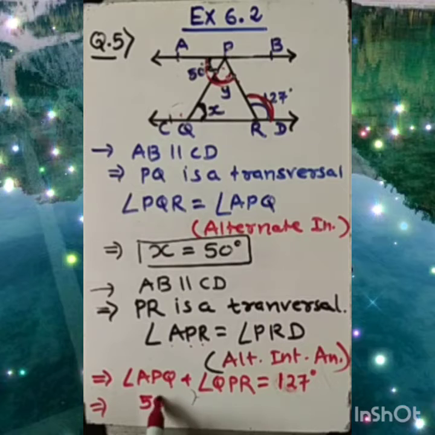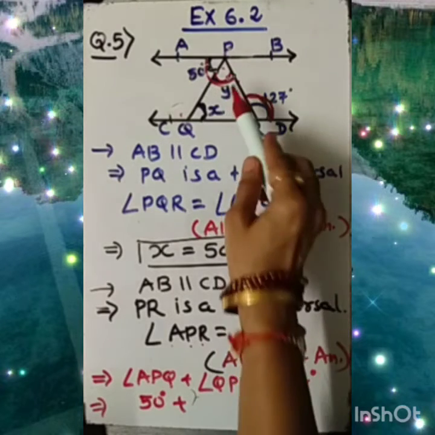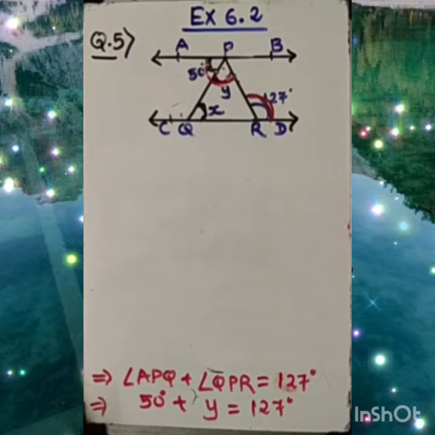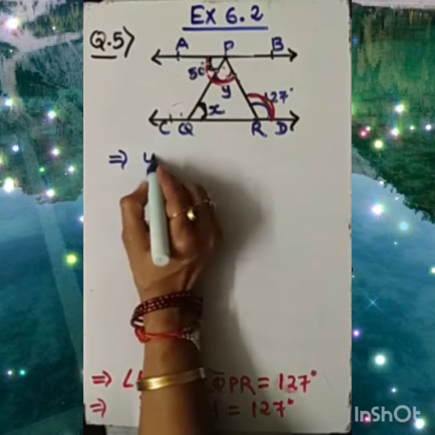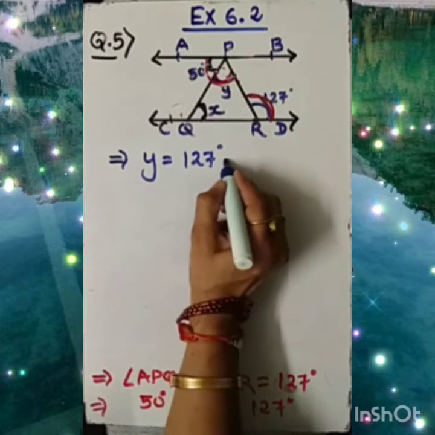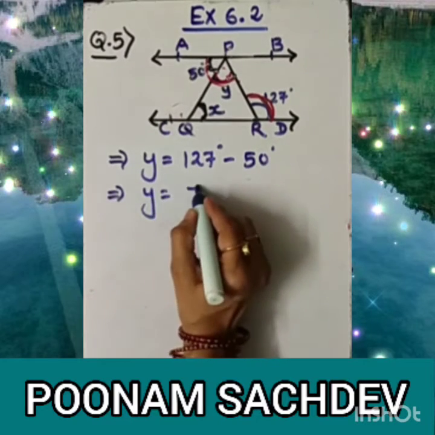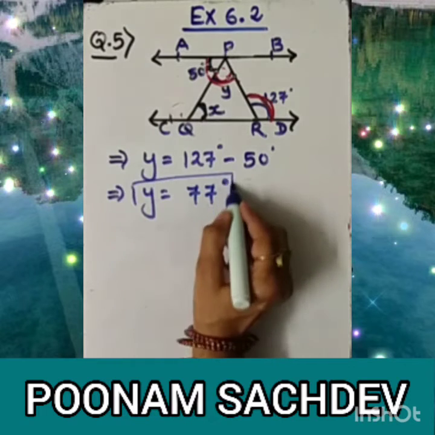Now my dear, here APQ is already with us, that is 50 degrees. And what about angle QPR? That is not given. So I am putting Y in place of that, and the sum is 127 degrees. Now it's easy to find the value of Y. Let's make Y the subject. After transposing 50 degrees to that side, the value of Y will be 127 degrees minus 50 degrees. What is that? 127 minus 50 is 77 degrees, correct?